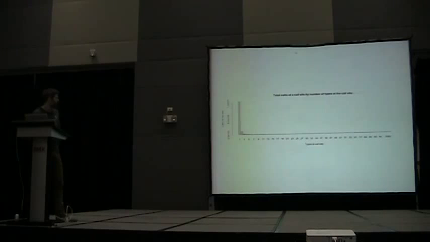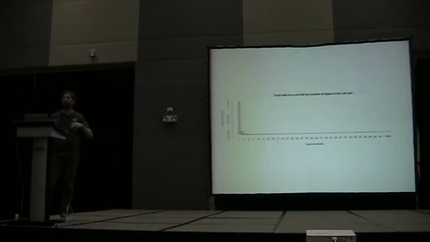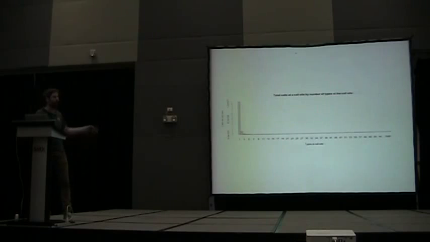Now, what this graph shows along the x-axis is the number of types seen at each call site, and the y-axis is the number of call sites with that many types. So the very left-hand side, where it says 1, means a monomorphic call site, and the y-axis there is the number of call sites that are monomorphic.